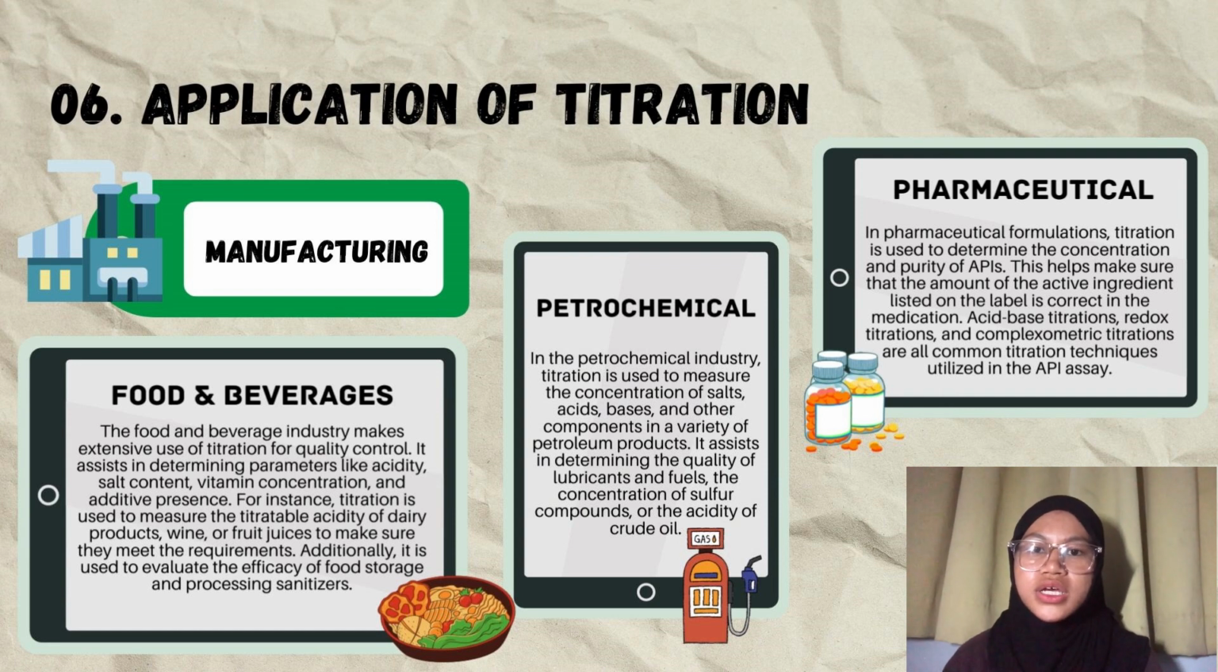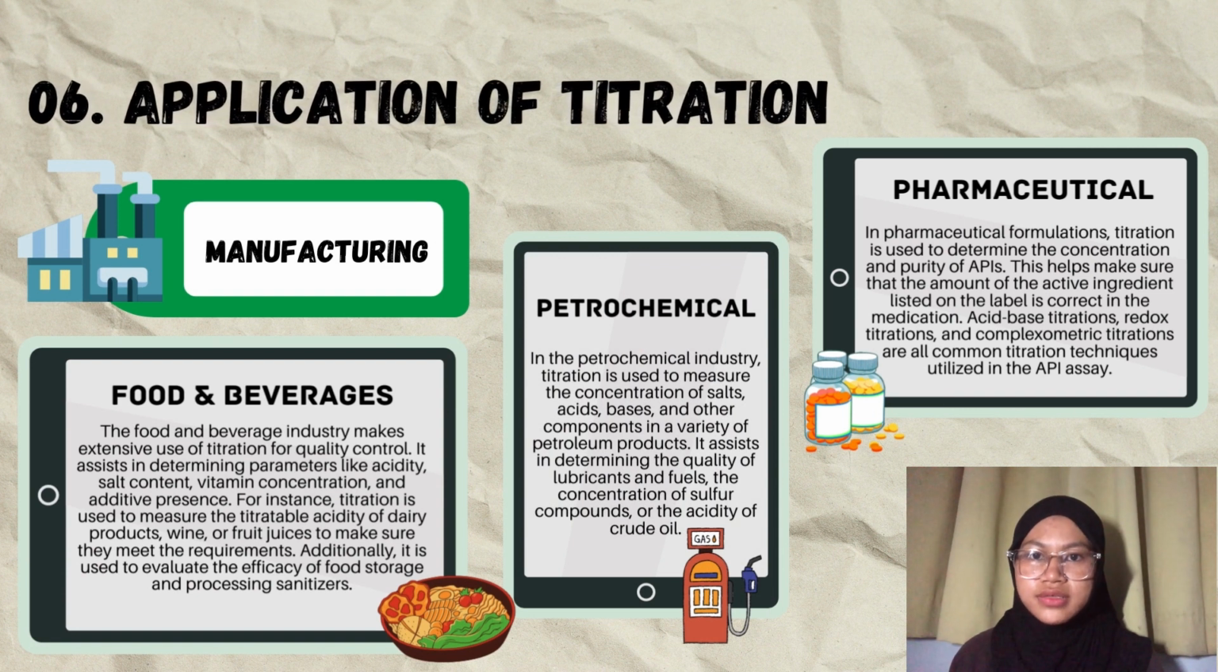In the pharmaceutical formulations, titration is used to determine the concentration and purity of APIs. This helps make sure that the amount of active ingredient listed on the label is correct in the medication. Acid-base titrations, redox titrations, and complexometric titrations are all common titration techniques utilized in the API assay.